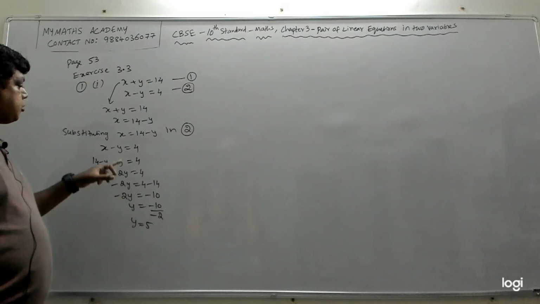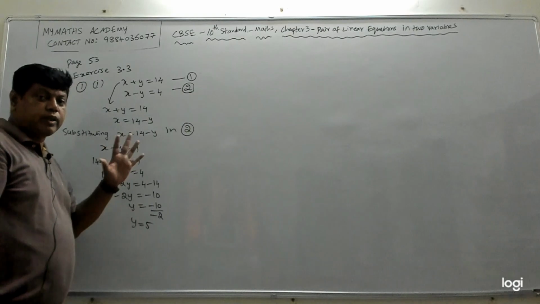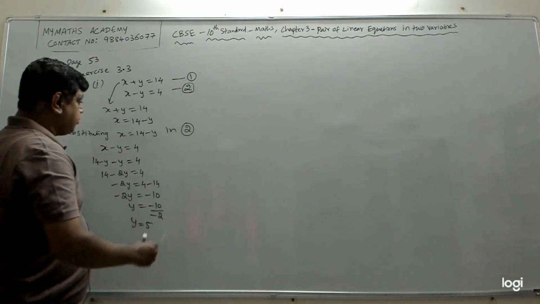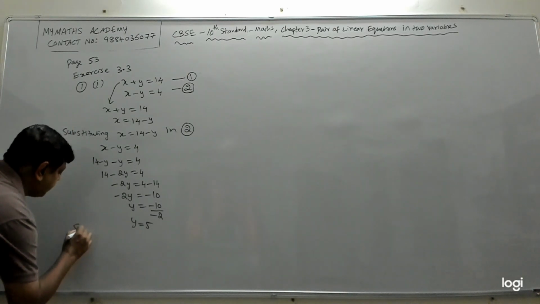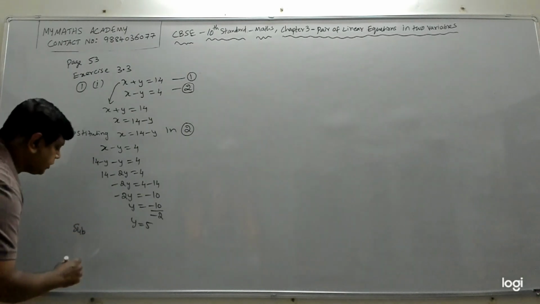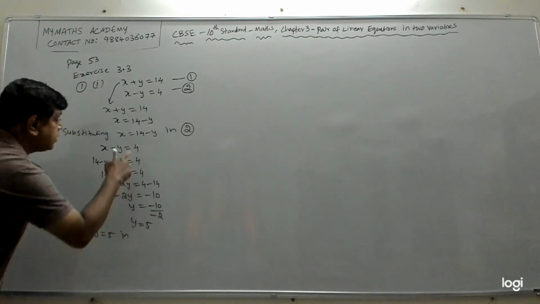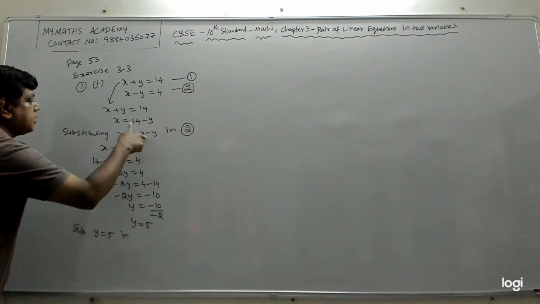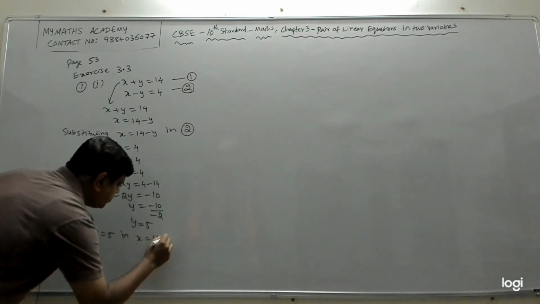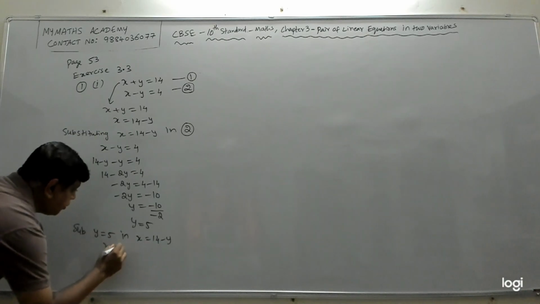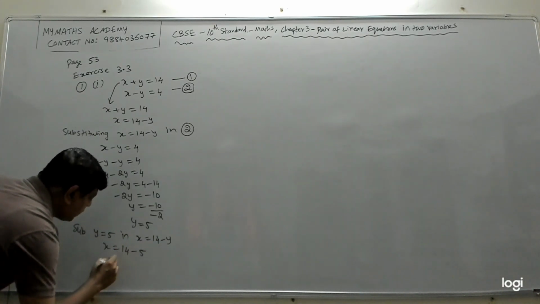Now we should substitute y is equal to 5 to find x. Ultimately we need to find both x and y. So after finding y, we'll substitute. Substituting y is equal to 5 in where? In the equation where we have written x in terms of y, x is equal to 14 minus y. Now what do we get? x is equal to 14 minus y. y is 5, substitute that. So you get x is equal to 9.